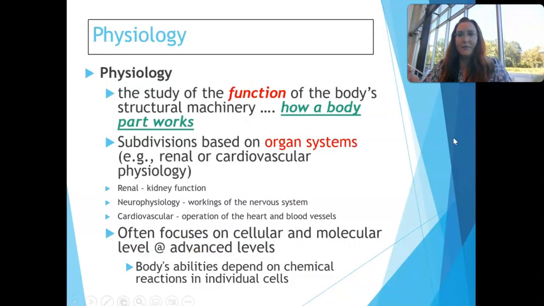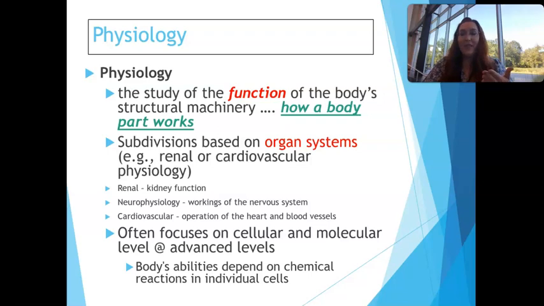Okay, moving on. Physiology. So what is the difference between anatomy and physiology? Anatomy was, where is it, what is it? Can you locate the different parts of the body or the different things inside the body? Physiology is about how things function or how things do their job. So we're studying the function of the body's structural machinery, how that body part works.